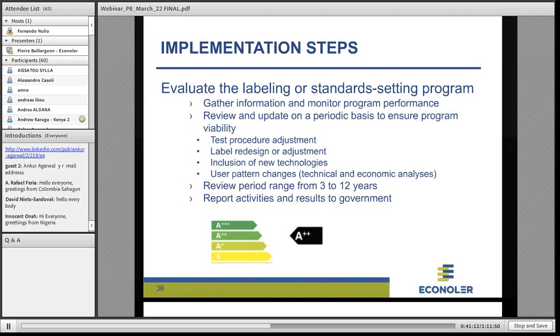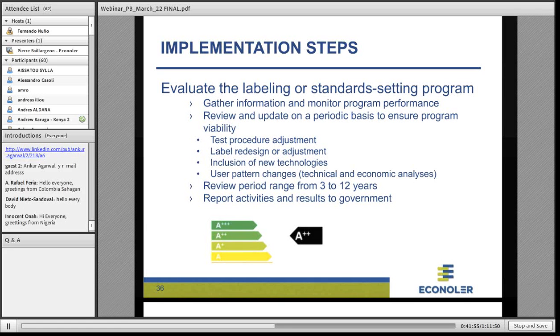At some point, you have to determine if you need to make some adjustment, either to the test procedure, or a label redesign or adjustment. So at the bottom here, you see an example of label redesign that was due to evolution of the technology. That's in the European Union. The scheme started with ABC categories, and over the years, the technology did improve, so it made mandatory the introduction of better or more categories. A+, A++, and A+++ were eventually added to the scheme. And that's an example of evolution of a standard and labeling program over time.